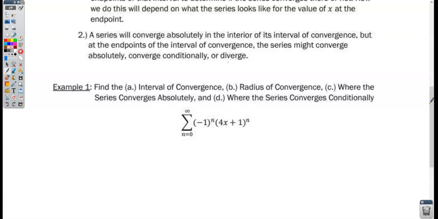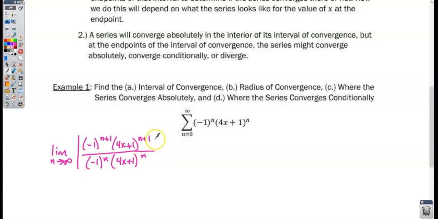The sum from 0 to infinity of -1 to the n times the quantity 4x plus 1 to the n. So we're going to go ahead and set up our ratio test. Take the limit as n approaches infinity of the absolute value of a sub n plus 1 divided by a sub n. And if we take this limit, well, even before we take this limit, this is the limit as n goes to infinity of the absolute value of -1 times the quantity 4x plus 1. The limit of that as n goes to infinity is just what's inside of there.